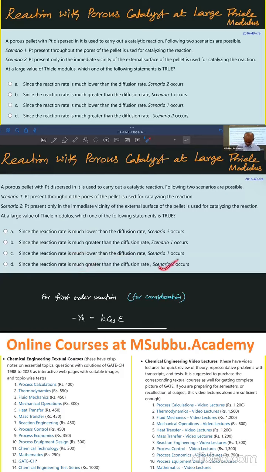That is correct. Scenario 2 occurs. Scenario 2 is that platinum present only in the immediate vicinity of the external surface of the catalyst is utilized for the reaction. Fine. So this is the correct answer.